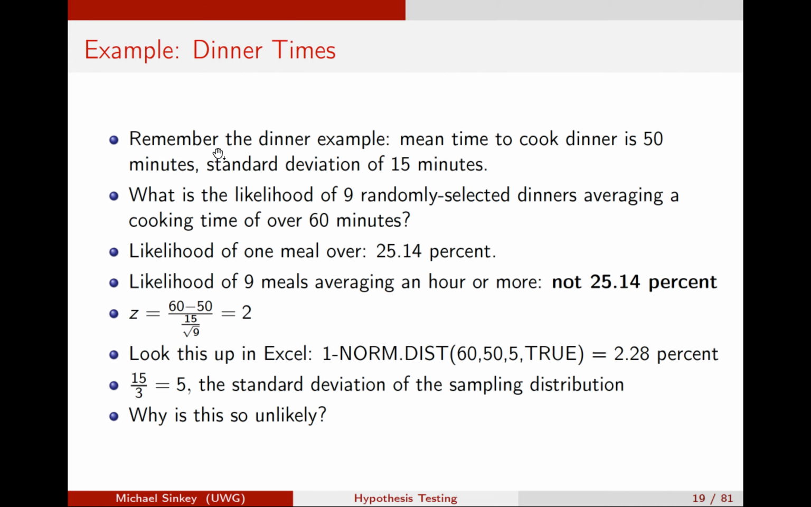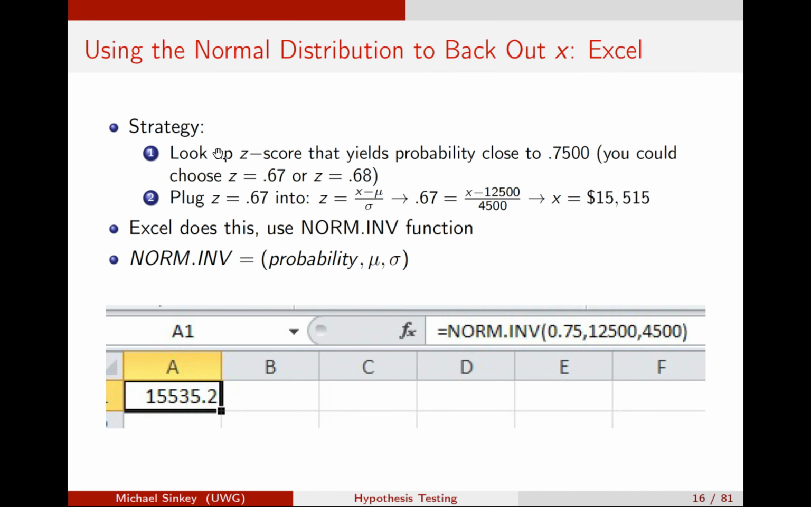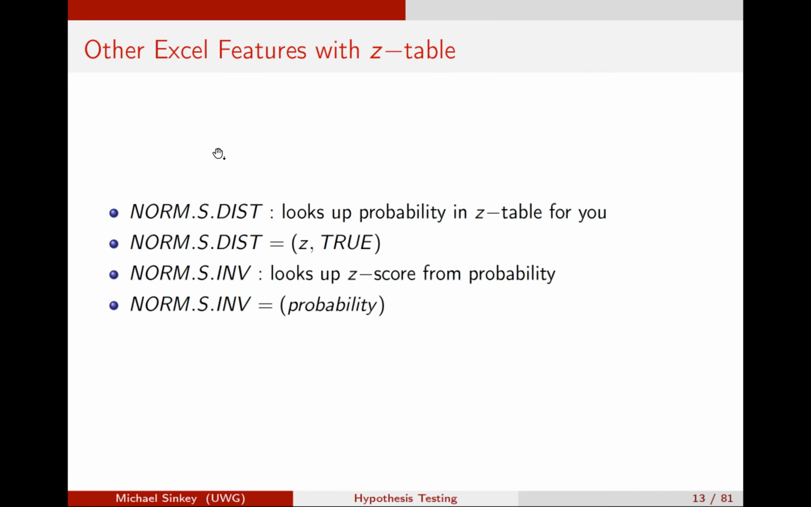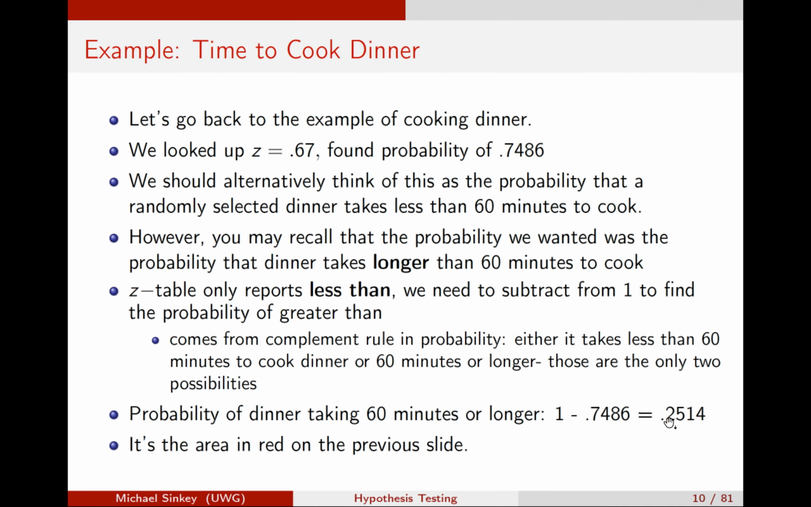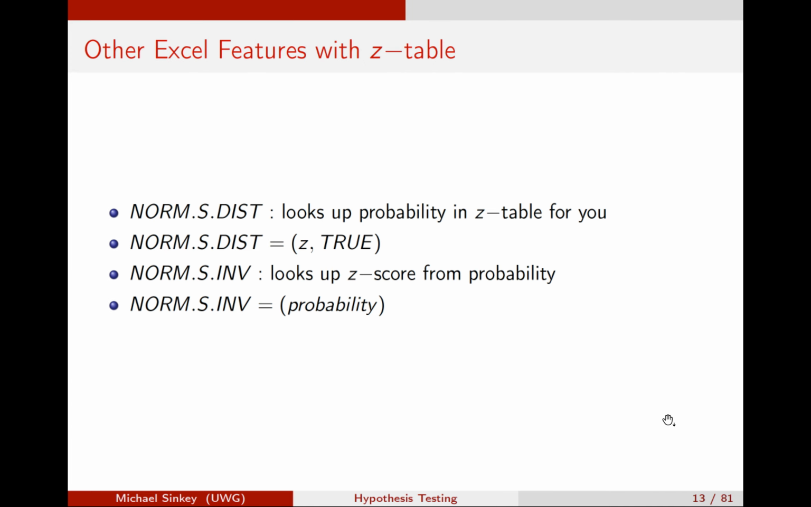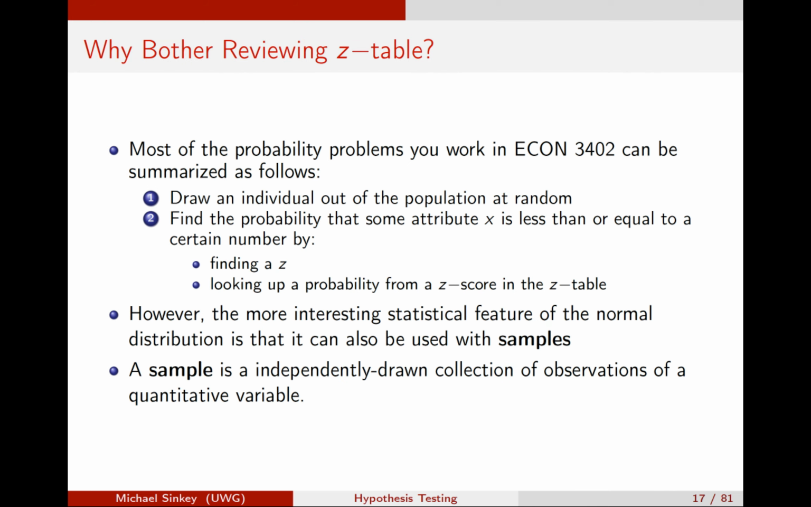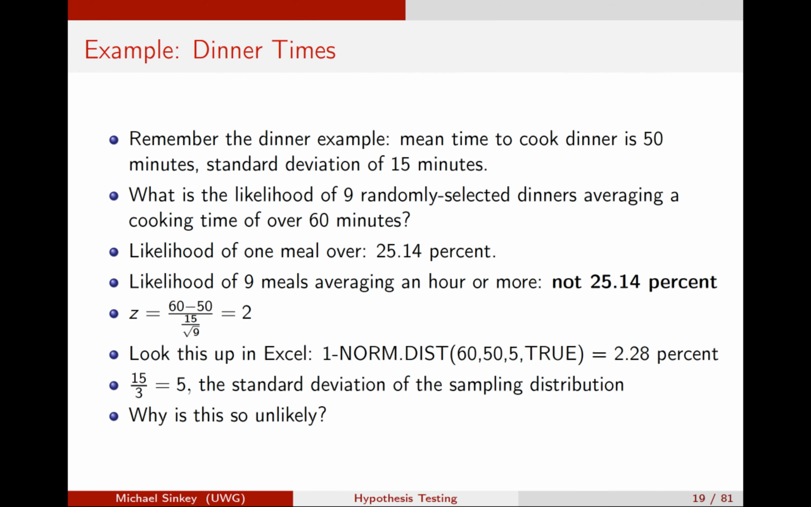And let's say I want to look at the probability of 9 randomly selected dinners averaging to a cooking time of over 60 minutes. So I have 9 dinners that I pick randomly. I don't just pick based on my being slow. I just pick the next 9 dinners that I make without regard to time. Well, going back to these previous slides, we know that the probability of one dinner being 60 minutes or longer is 0.2514. That's one dinner. But what about 9 averaging to 60 minutes or longer? What does that look like?